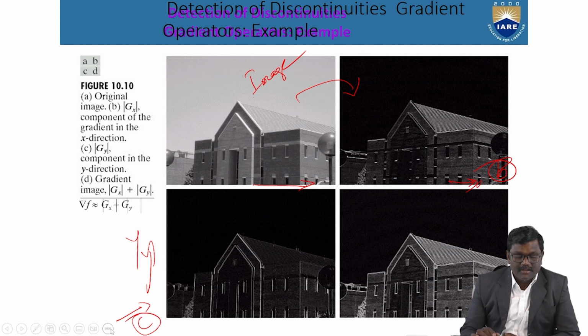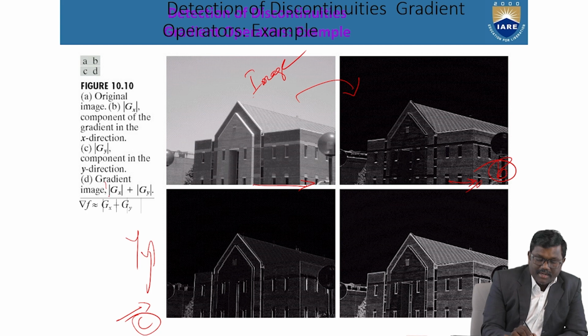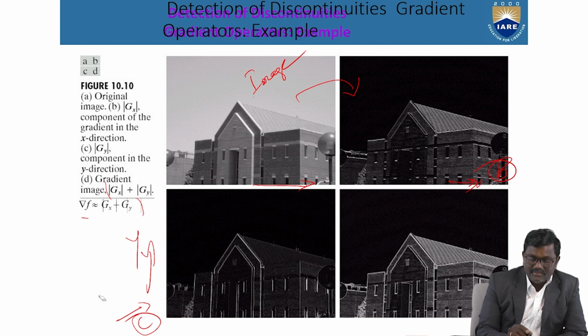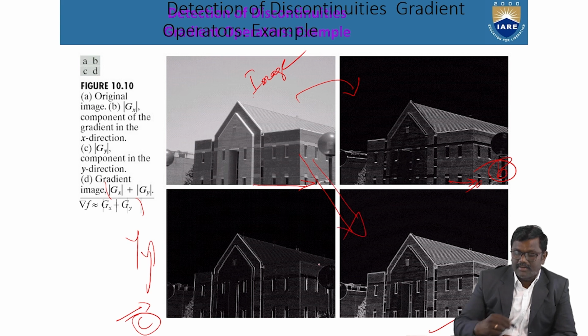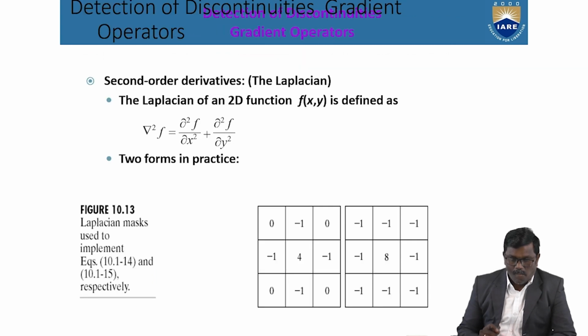What is this component in the y direction? How does this image look? And the component like d. D means gradient image. What is the formula of this gradient image? You have the gradient of f, that is approximately equal to gx plus gy. So then we'll get this. So you are going to have the detection of discontinuities by applying gradient operations, as the best example by comparing these figures.